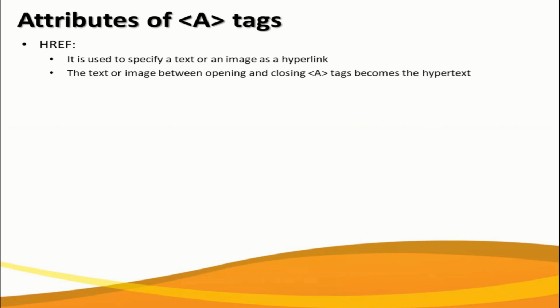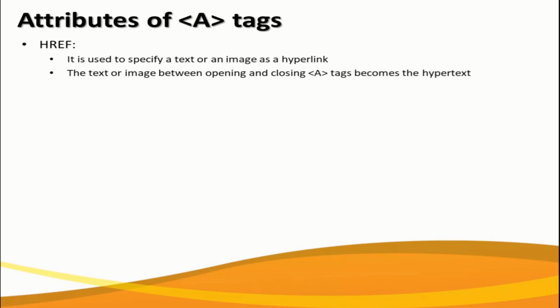The first one is the href attribute, or you can say hyperreference attribute. It is used to specify a text or an image as a hyperlink. As said in the previous slide, the text or image you put within the opening and closing tag will become hypertext. If you want to open another web page, then pass the full path of that file as the value of the href attribute.